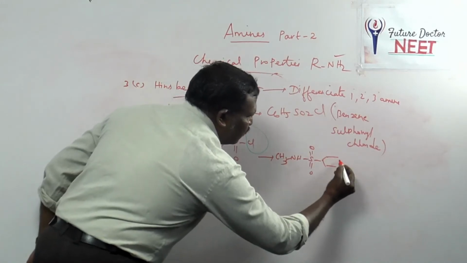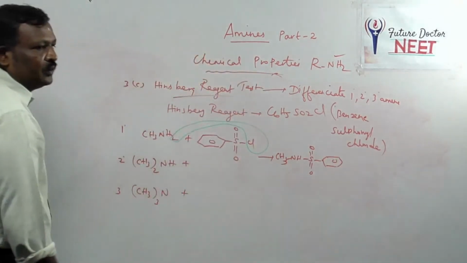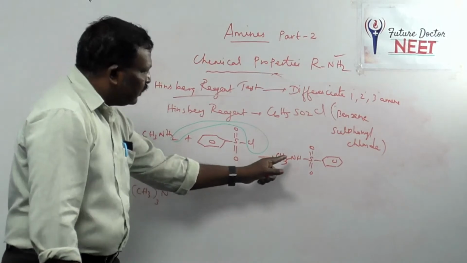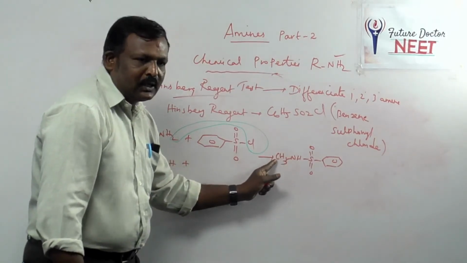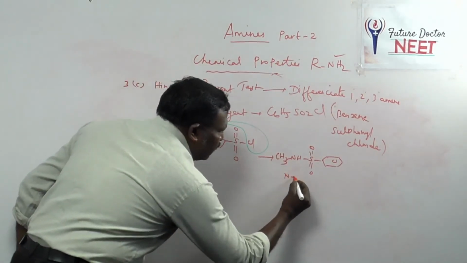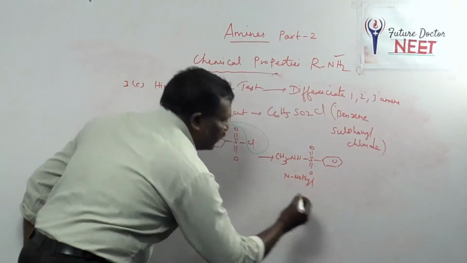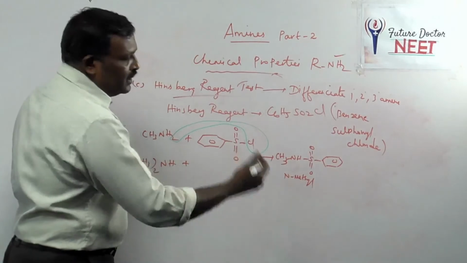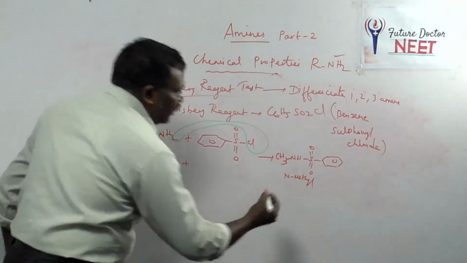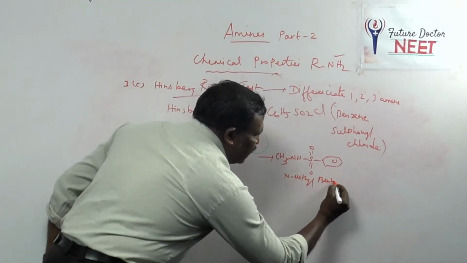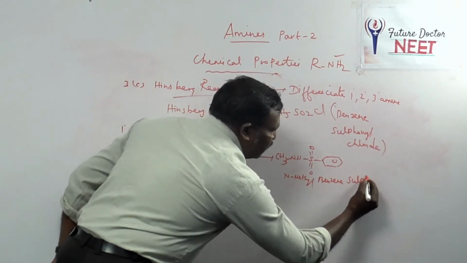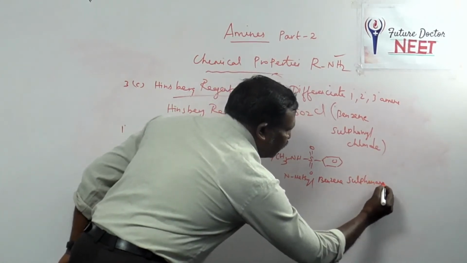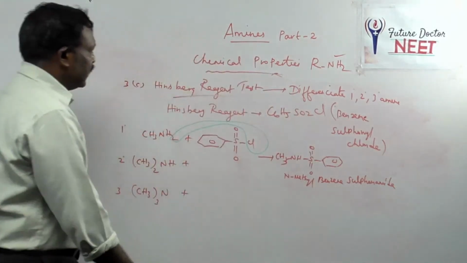To the nitrogen, a methyl group is attached. So what is the name called? N-methyl. Are you following? Nitrogen, methyl group is attached. So it's called N-methyl benzene sulfonamide. That's the name. N-methyl benzene sulfonamide.